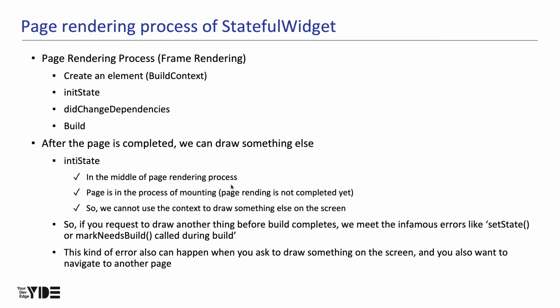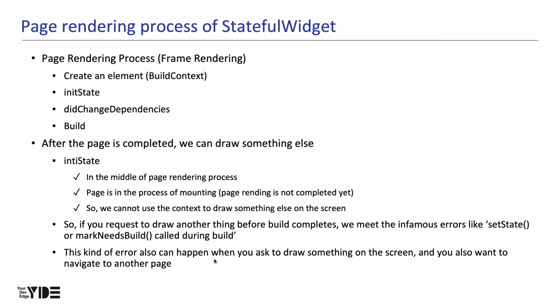That means the page is being mounted, so you cannot tell it to draw something to the screen using the context. So if we ask it to redraw something else before the build completes, we run into the infamous error, setState or markNeedsBuild. This kind of error also occurs when you ask it to draw something on the screen and then tell it to move to another screen. State management solutions such as Flutter Bloc and Riverpod recognize that these errors frequently occur when handling state and have separate handlers to handle things like showDialog, showSnackBar, and Navigator.push.